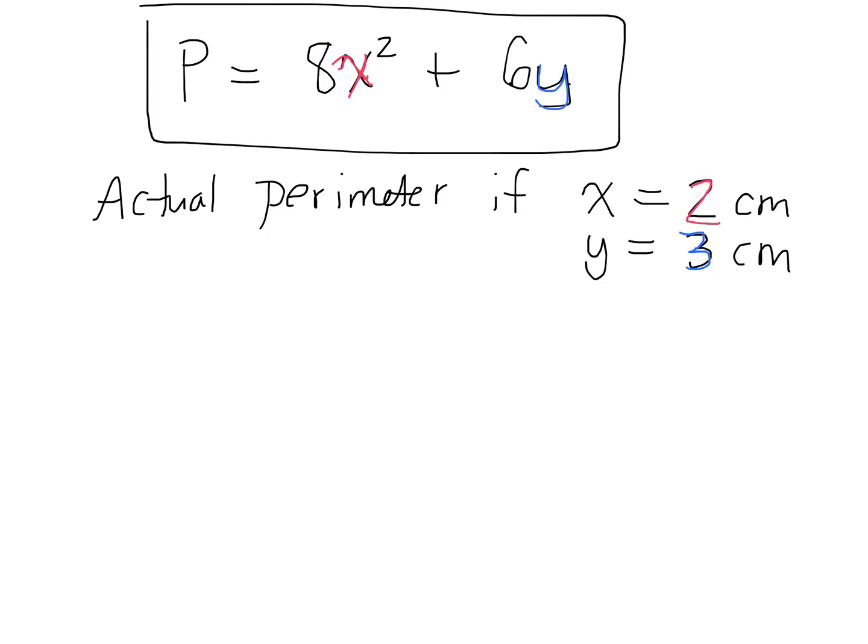Multiplication. So now we're going to find the actual perimeter, okay? So what are we going to do with these numbers that were given? Plug them in for the variables. So we have 8 x squared. Instead of writing x squared, what do I write? 2 squared, good. Plus 6y. Instead of writing y, I'm writing 3.